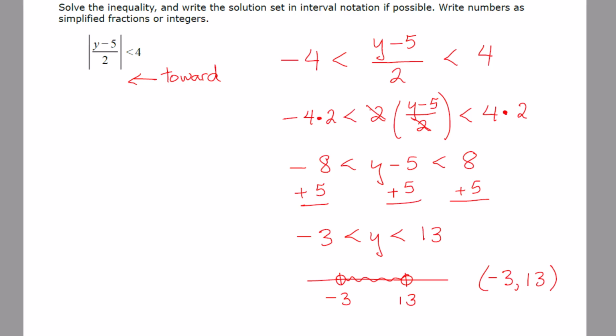I need to get rid of this minus 5, so I add 5. Minus 8 plus 5 is minus 3. 8 and 5 is 13. No equals, so open dots. And I've got minus 3 to 13.